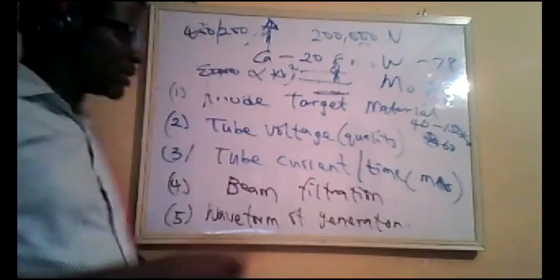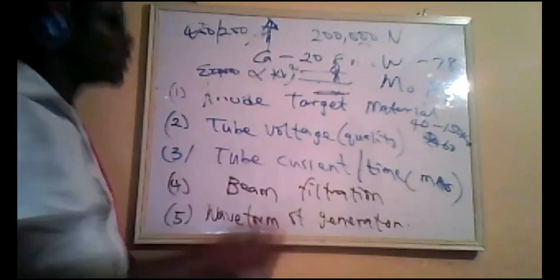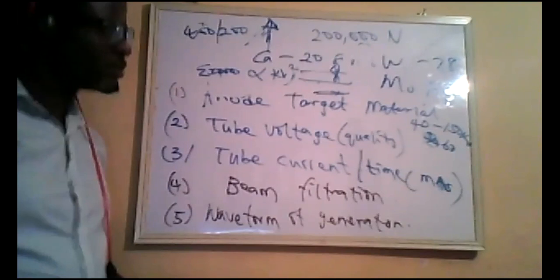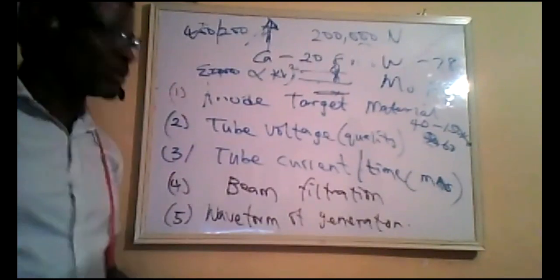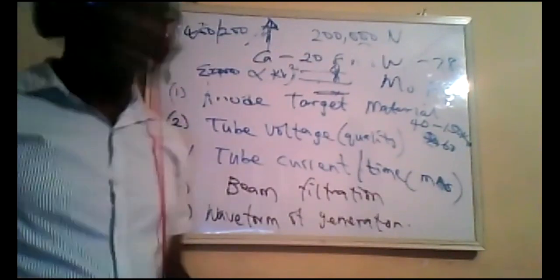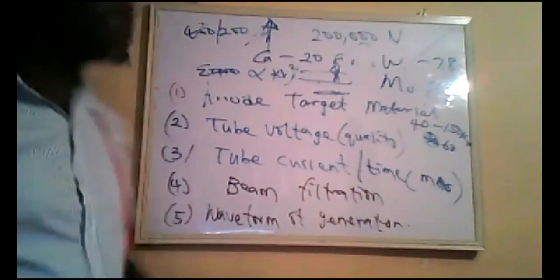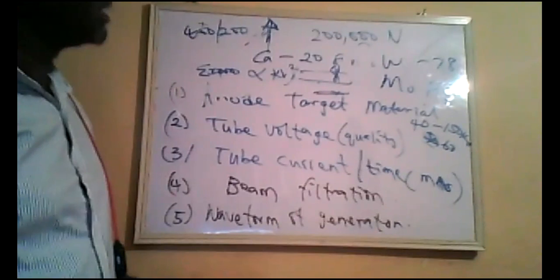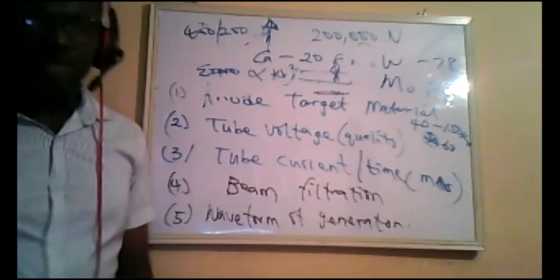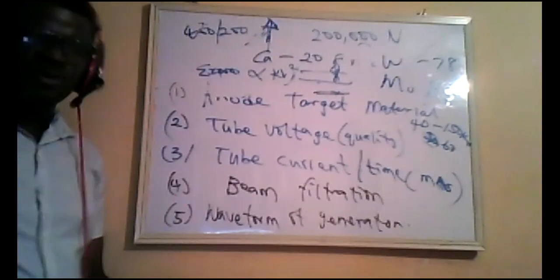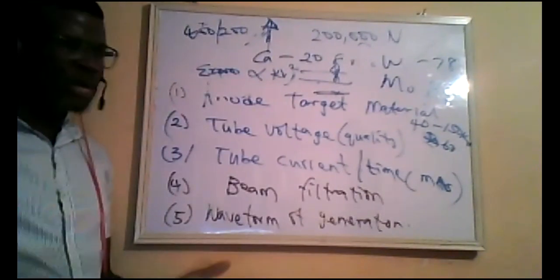So this is where tube voltage quality comes in. How energetic is the X-ray beam? If you are using lower kV, you're talking about lower energy X-rays. If we're using higher ones, we're talking about higher energy X-rays, which is appropriate for adult patients.